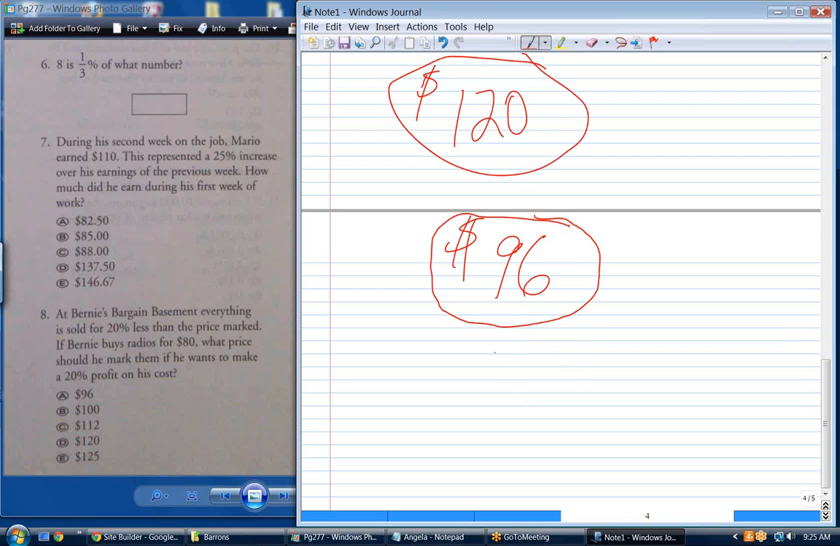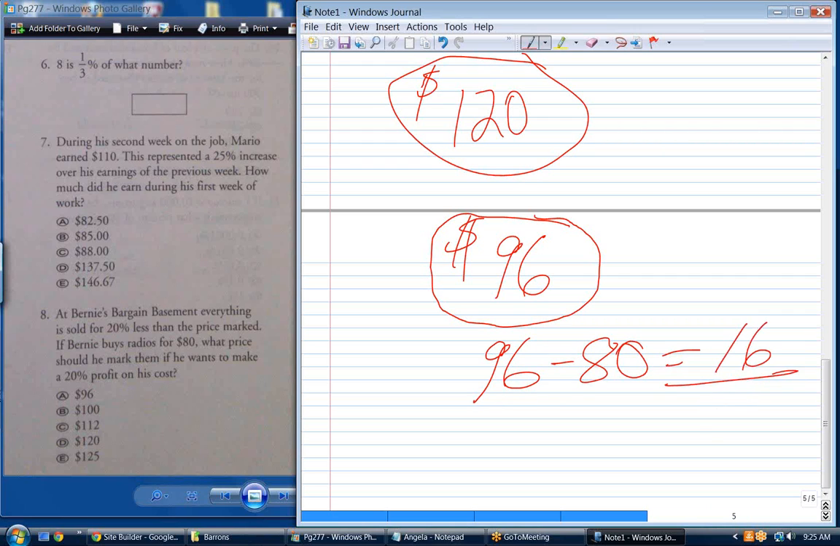And does 96 represent a 20% profit? Exactly. 16/80 is 0.2, which is 20%. Okay. This one's a little hard to understand, actually. I think that's probably why you went wrong in the first step.